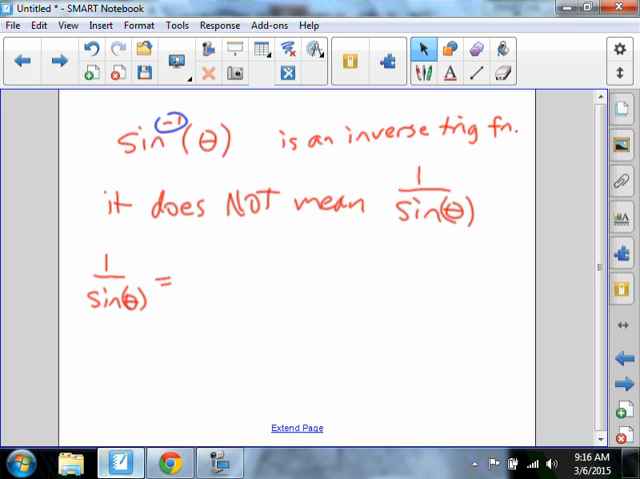This is silly. The fact that 1 over the sine starts with an S, don't you think that what this is should start with an S? But it doesn't. It starts with a C. It's actually called the cosecant. It's abbreviated as the CSC of theta.